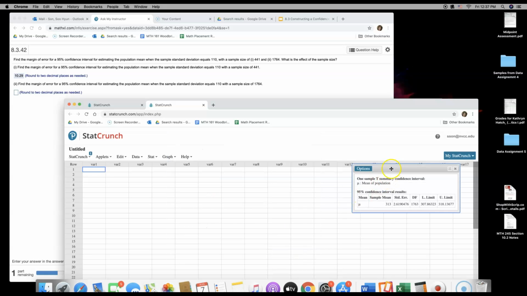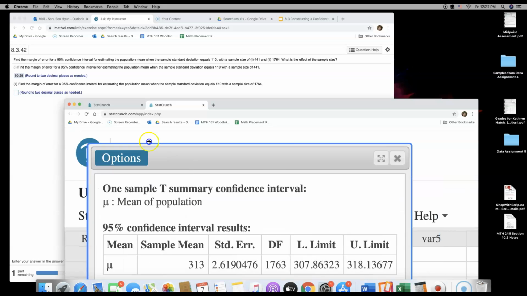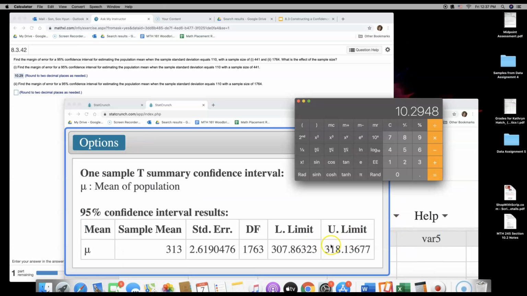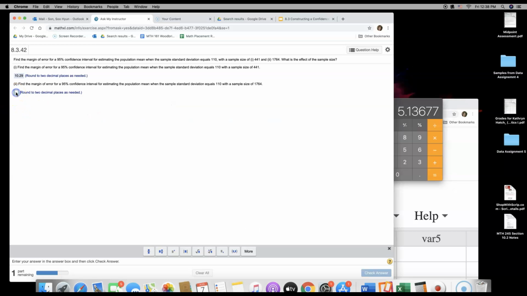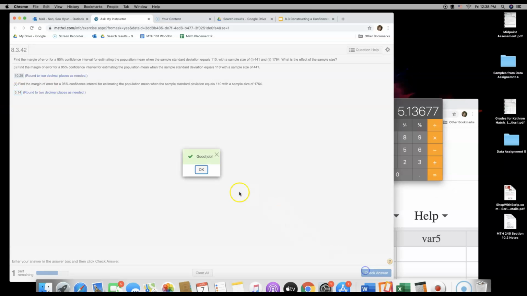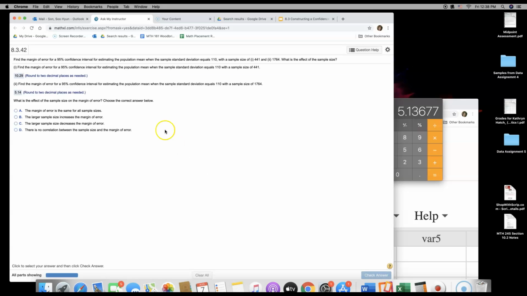So if I compute it, here is the output table. Let's find the margin of error by simply subtracting the point estimate from the upper limit, 318.13677 minus the point estimate of March 13, 313. That comes out to be 5.14. Let me round that to 5.14. Check. There you go.